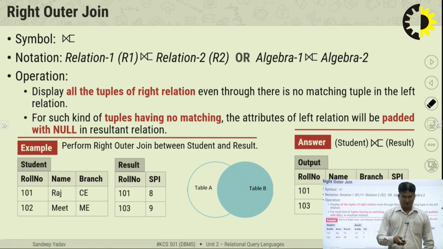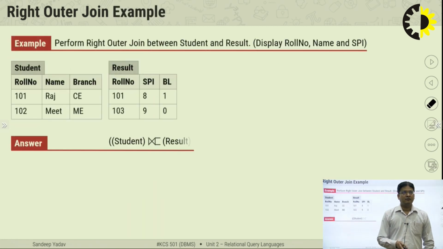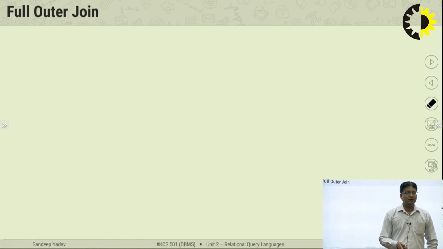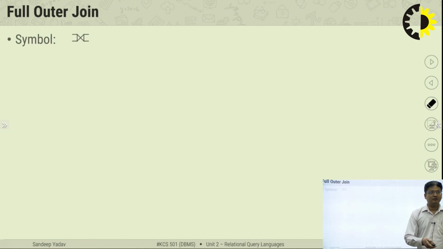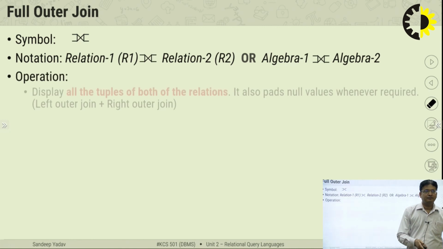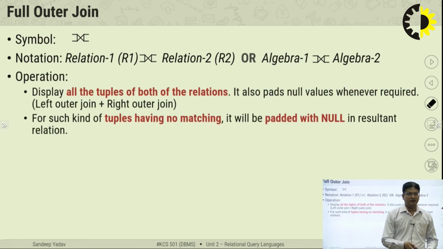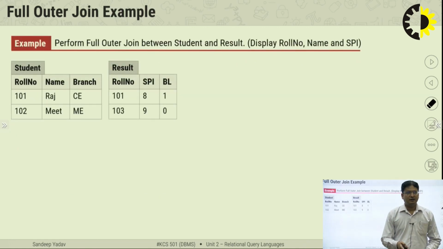Next is full outer join. Now full outer join is used when we want to show the missing values of both sides. It is a combination of left outer join as well as right outer join. So this one is the symbol for full outer join. It displays all the tuples of both relations, left as well as right. It shows the values which are not matching on the left side as well as the values which are not matching on the right side.